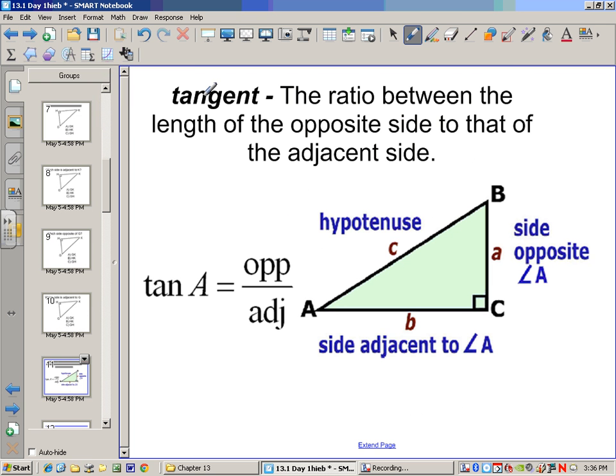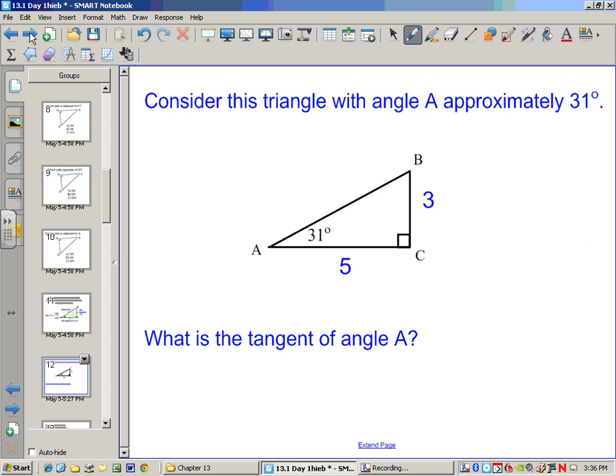Now, we're coming up to a word, tangent. Tangent is the ratio between the length of the opposite side to that of the adjacent side. So if I have an angle, this angle A, if I find this length and divide this over that, that will equal the tangent of this angle A. So if we looked at this triangle, the angle A is approximately 31 degrees. So we would write the tangent of 31 degrees is equal to our opposite side, which is 3, over the adjacent side, which is 5.